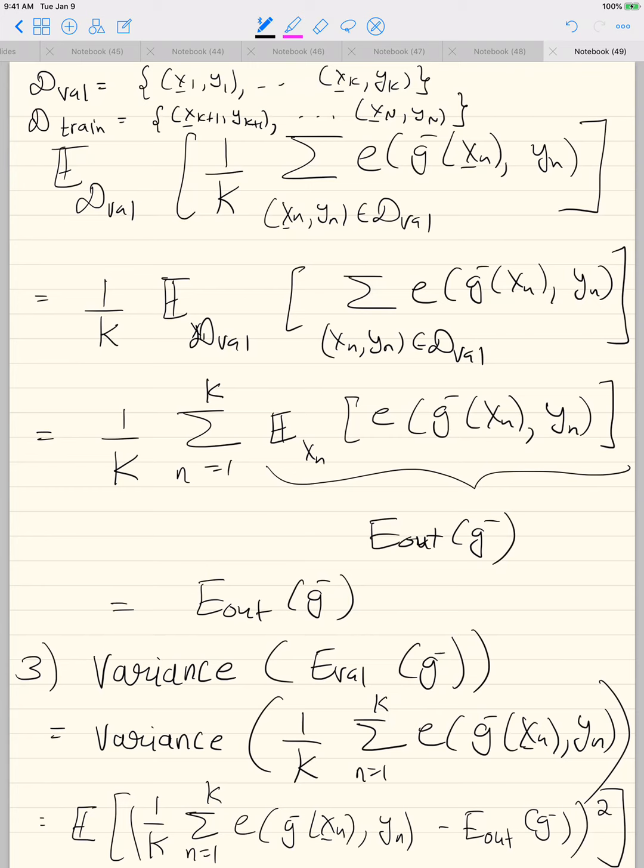But if you just want to look at variance, like the fluctuation around the mean, does anybody know how the variance will scale with k? Will it increase with k? Will it decrease with k? Will it be independent of k?